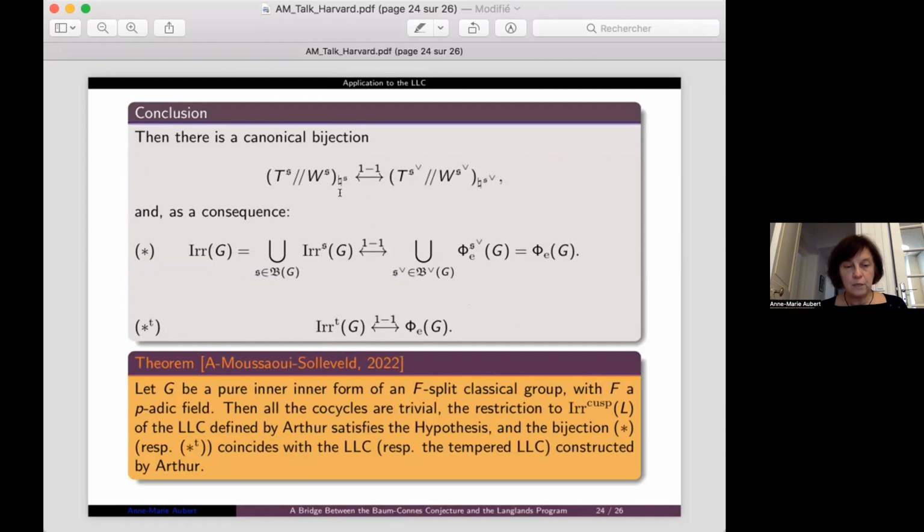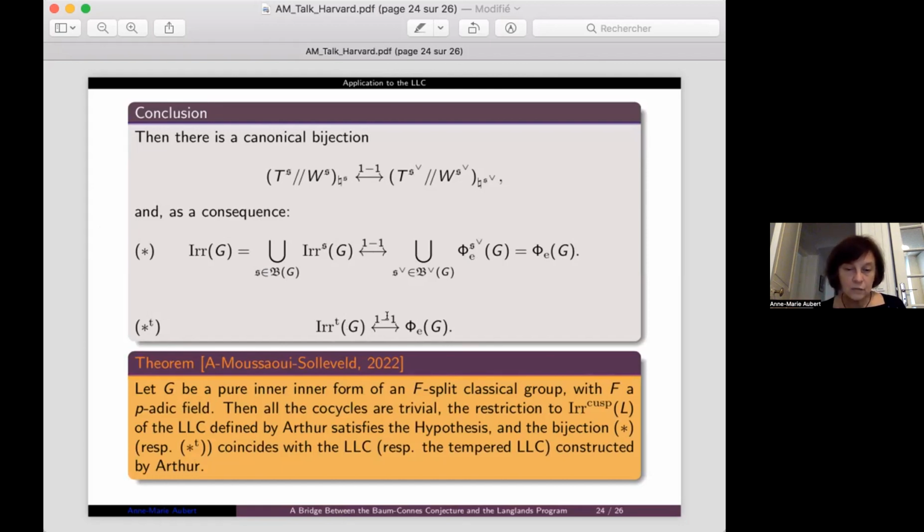Then when we have this property, we can check that we have a bijection between the two extended quotients. I mean, the property is stated in a way that it gives us a canonical bijection. And then you just rewrite both sides. The group side, which is a union of Irr(S_G), and the Galois side, which is a union of this new set. And so we get a bijection between Irr(G) and the set of conjugacy classes of enhanced parameters, and the same thing for the tempered case.